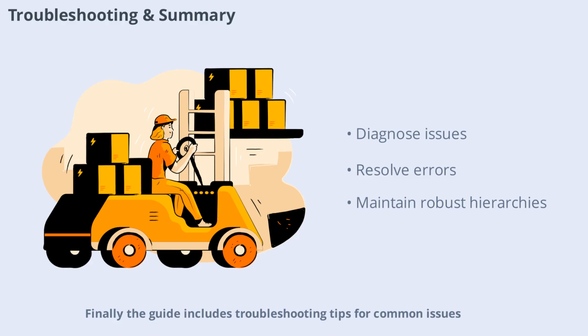Finally, the guide includes troubleshooting tips for common issues, such as data inconsistencies, performance bottlenecks, and error messages. By understanding how to diagnose and resolve these problems, you'll be able to maintain robust, efficient hierarchies in your SAP HANA environment. In summary, mastering SAP HANA's hierarchy functions empowers you to manage complex data relationships with confidence and efficiency.